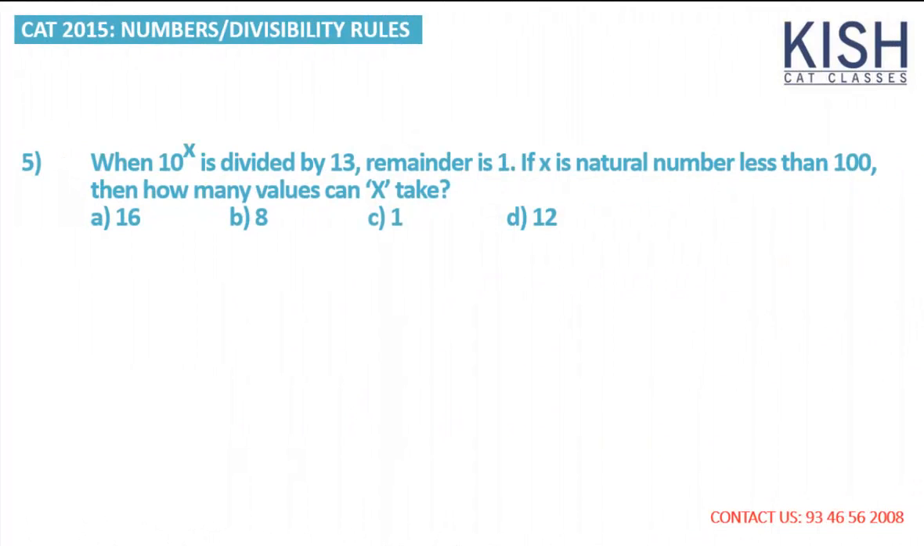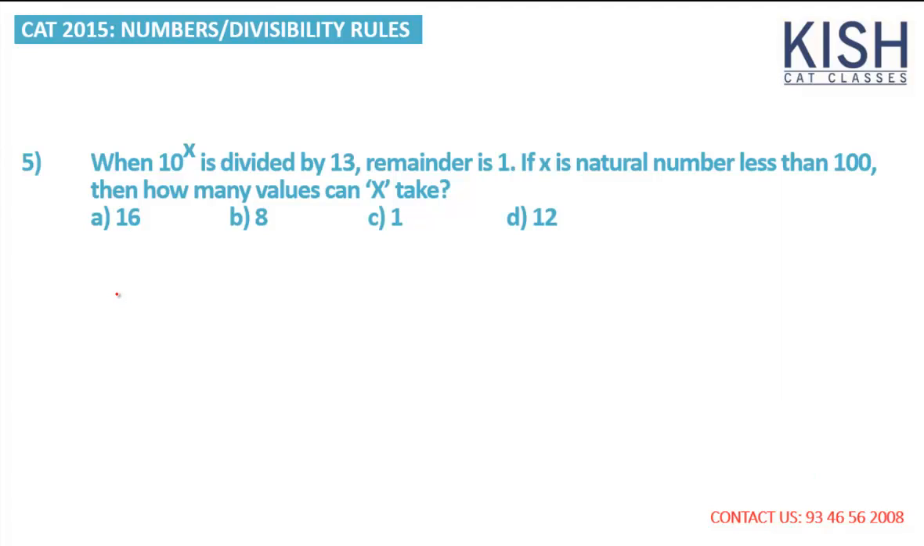When 10 power x is divided by 13, the remainder is 1. If x is a natural number less than 100, then how many values can x take? Very good one. Seems to be a CAT type of question, not of recent years of CAT, but possibly about 2005, 7, 8 type of exam, where the level of difficulty of the quant section is way above current standards.